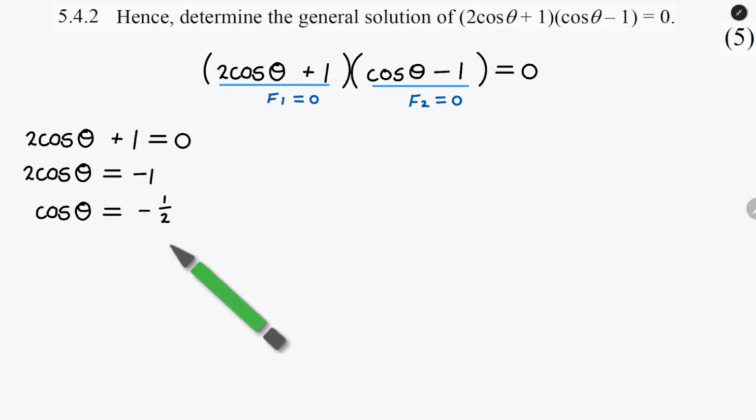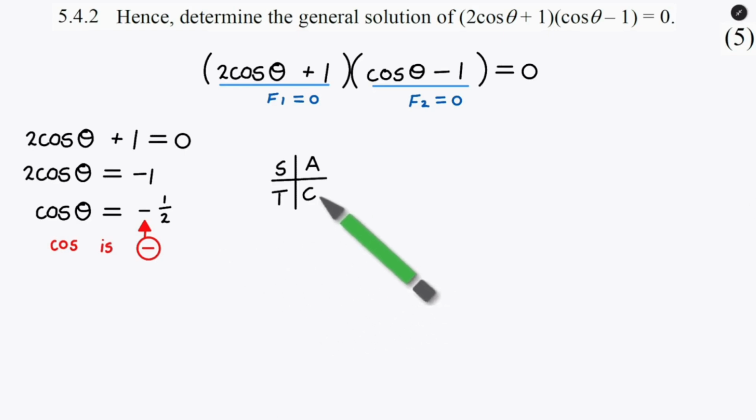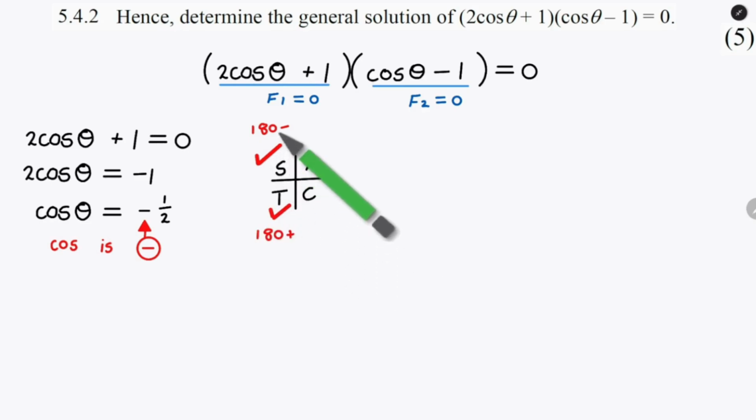And then I'll start looking at this line. I can see our cos is negative. So we set up a little CAST diagram to decide what quadrants we're working in. Cos is positive here and here. So it stands to reason that it must be negative there and there, in the 180 minus quadrant and the 180 plus quadrant. Next up, I need to get my reference angle.